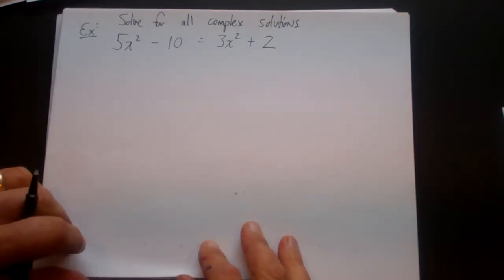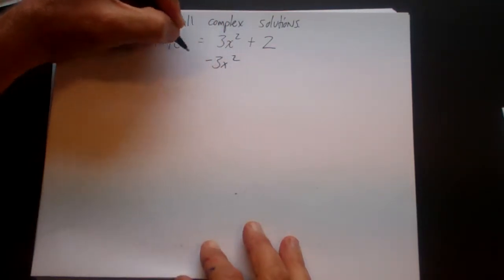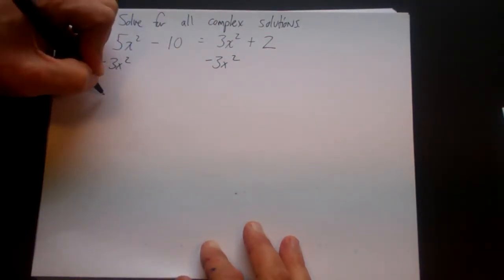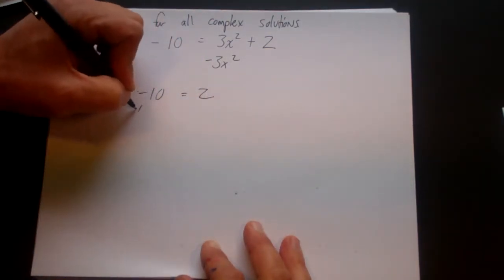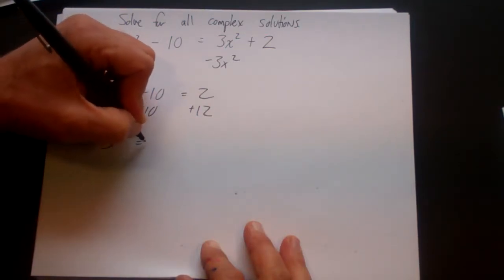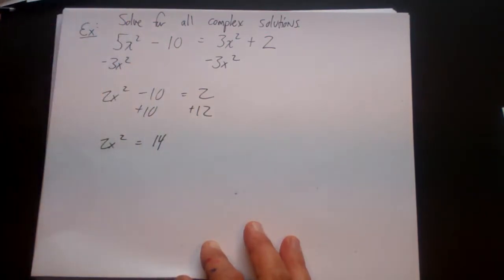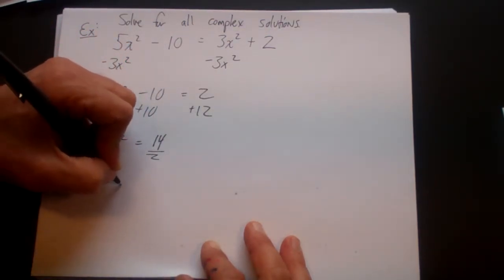What you're going to do here is isolate the x squared, so you're going to subtract 3x squared and subtract 3x squared. 2x squared minus 10 is equal to 2, and I'm going to add 10 to both sides. 2x squared is equal to 14. I'm going to divide by 2. I get x squared is equal to 7.